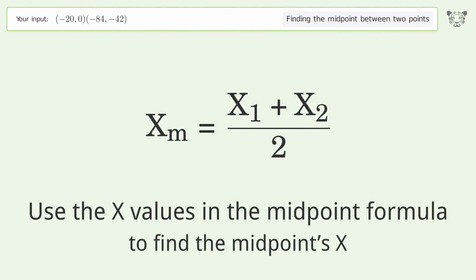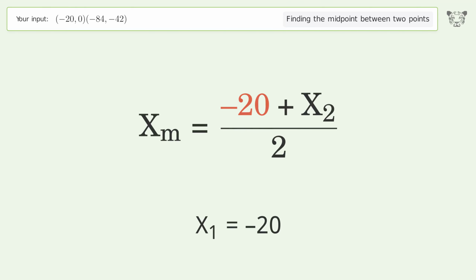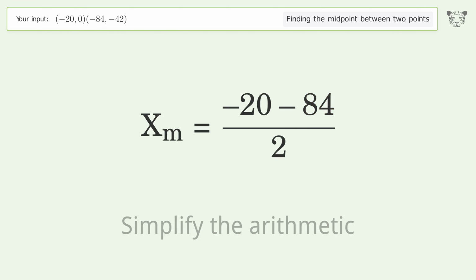Use the x values in the midpoint formula to find the midpoints x. x1 equals -20. x2 equals -84. Simplify the arithmetic.